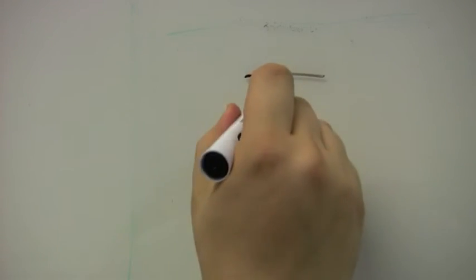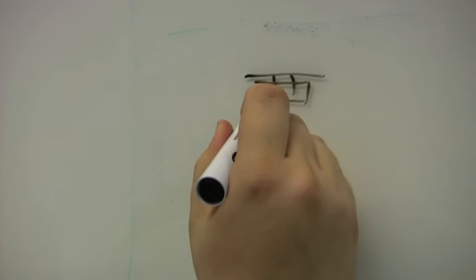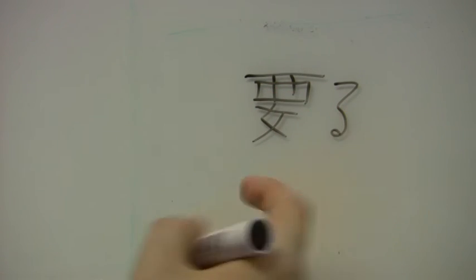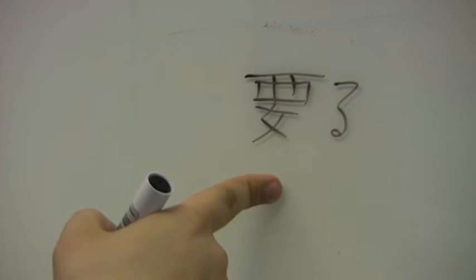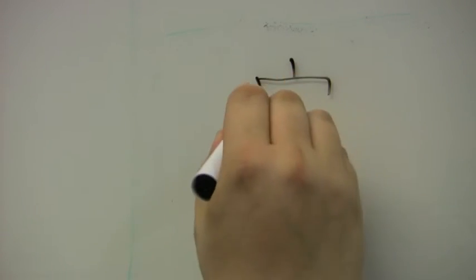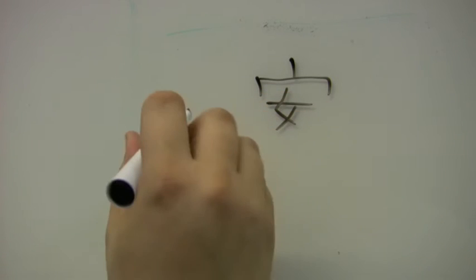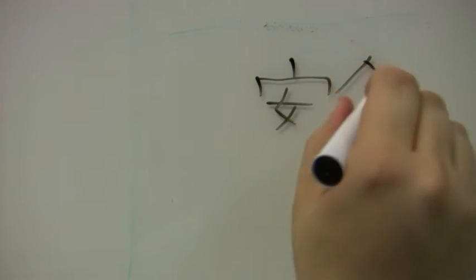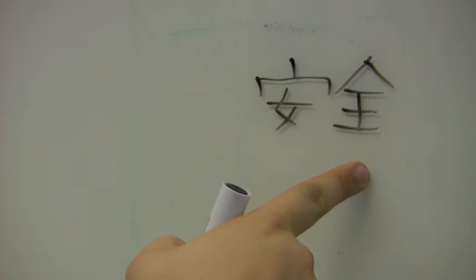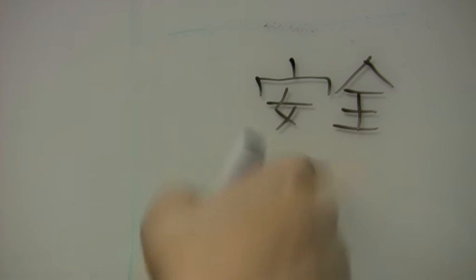One instance is to need. I'm not sure what this is, but a woman. You need a woman, of course. And like I said before, it was cheap or calm. And if you add zen, you have anzen, which means safety.